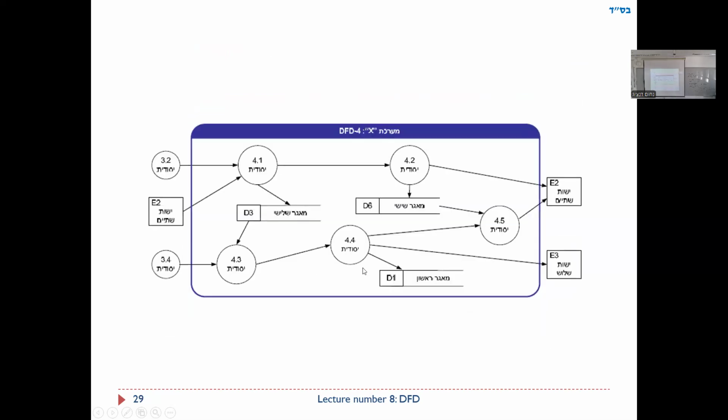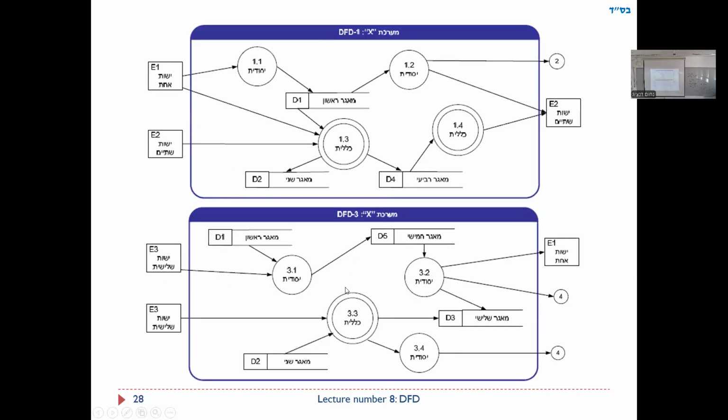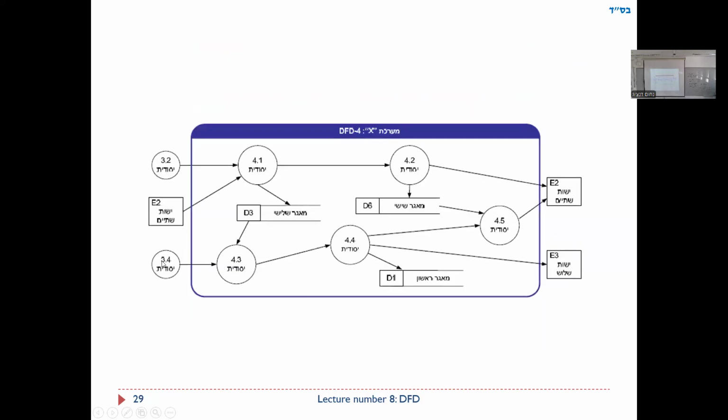Okay. And here's DFD 4, and notice that here we just said that they're writing to 4 and they're writing to 4. We didn't say which part of 4. But when we look at 4, we see that 3.4 wrote to 4.3, and 3.2 wrote to 4.1. So we're showing the detail from the perspective of this process where he got it from.